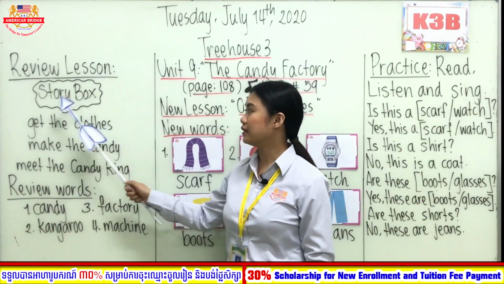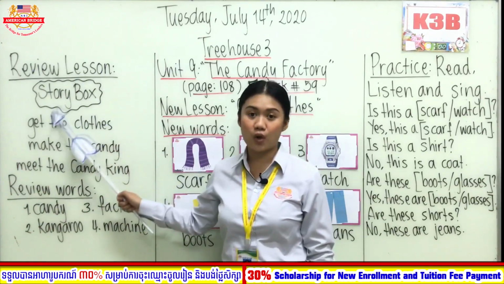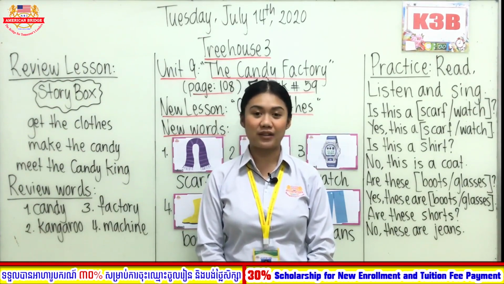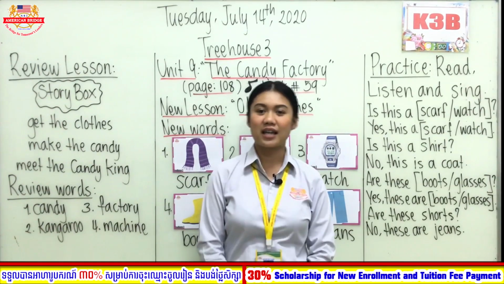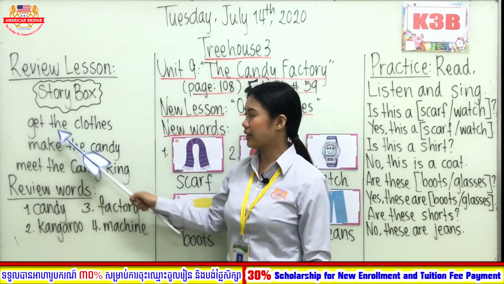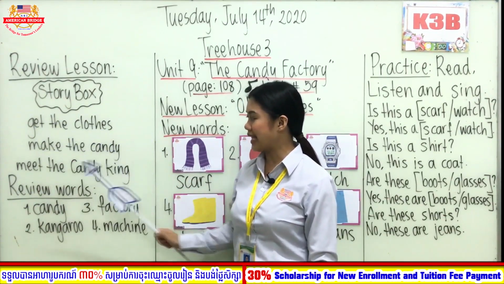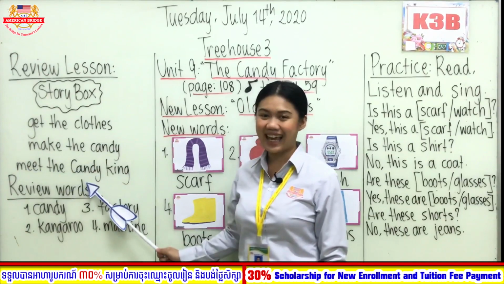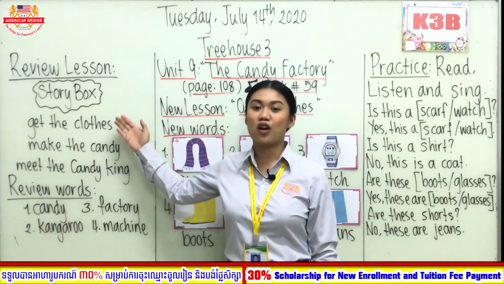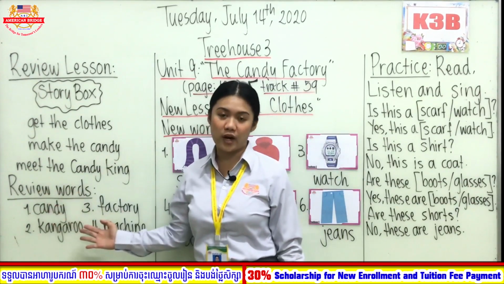Alright class, so here's our review lesson for today. Review lesson, story box. Yesterday we talked about the candy factory in the story box, right? So here's inside the story box. Get the clothes, make the candy, meet the candy king. Alright, so this is our review lesson, story box. Now let's proceed to our review words.